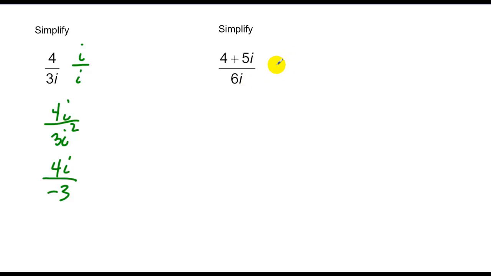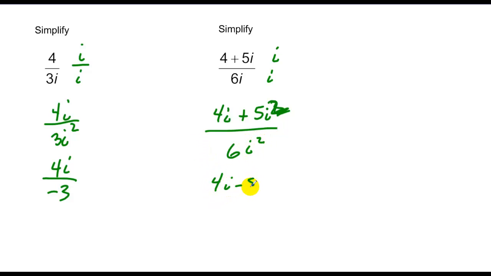In this case, rationalize again by I over I. I don't need to worry about the 6 because that's positive. I have to distribute on top now, so this is 4I plus 5I squared over 6I squared. That gives me 4I minus 5 over negative 6. Typically, they won't leave a negative in the denominator. They'll bring that up to the numerator. So if I multiply a negative by my numerator, like so, they'll leave the answer as 5 minus 4I over 6.